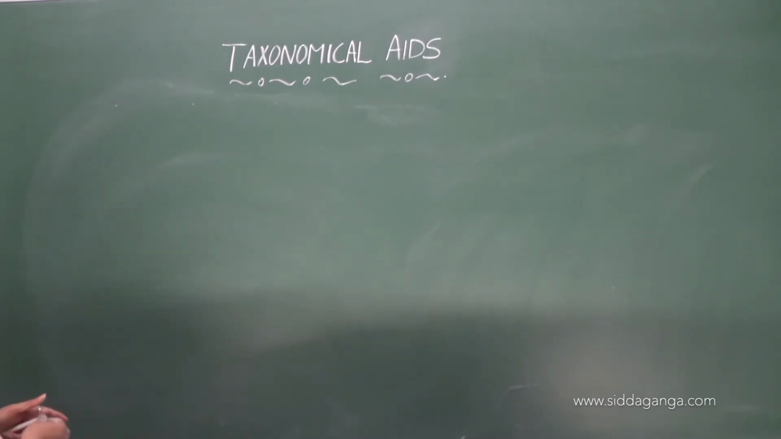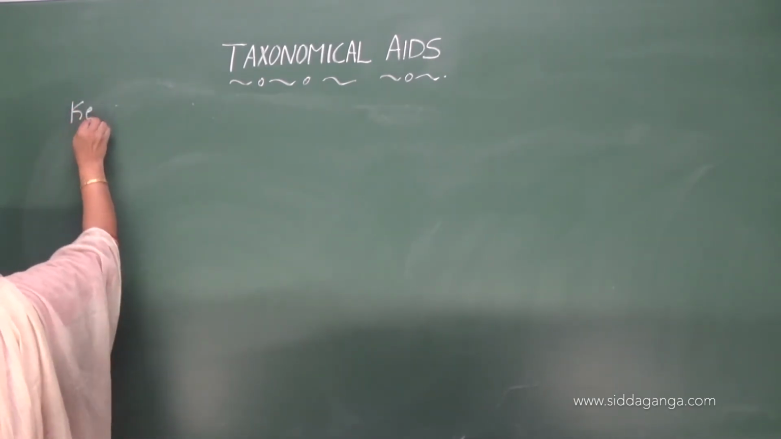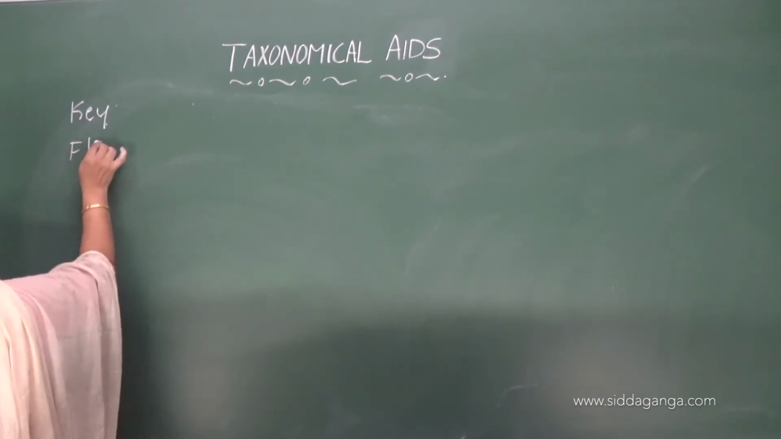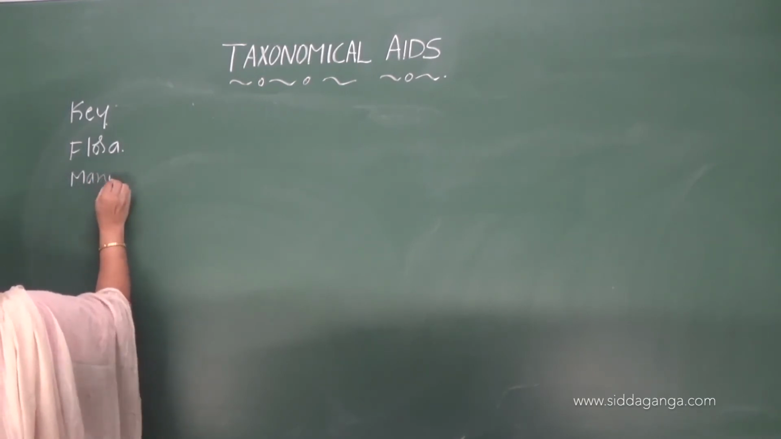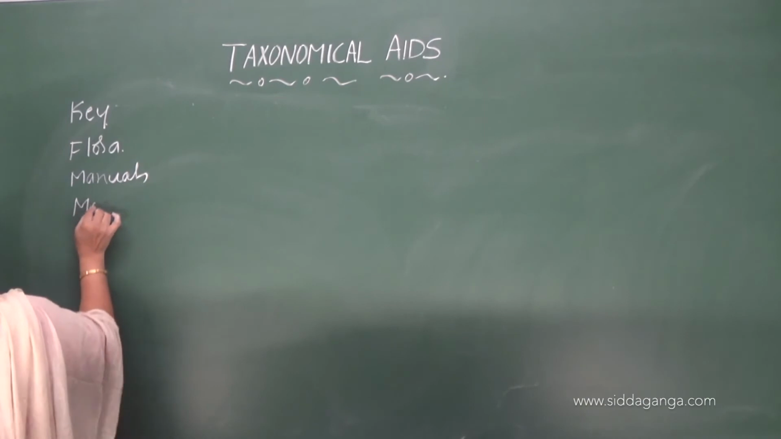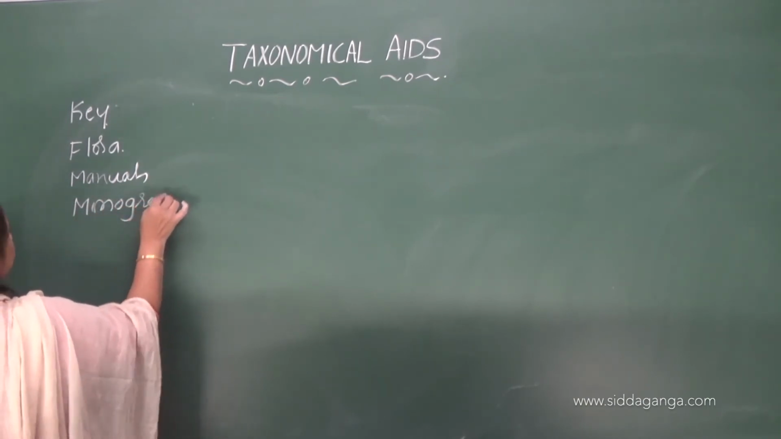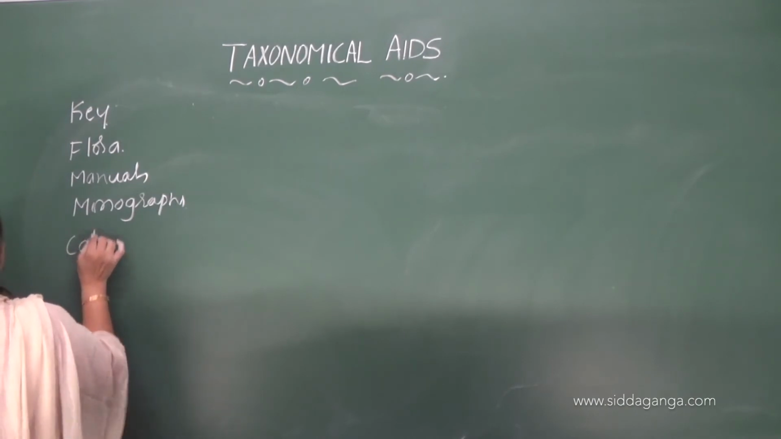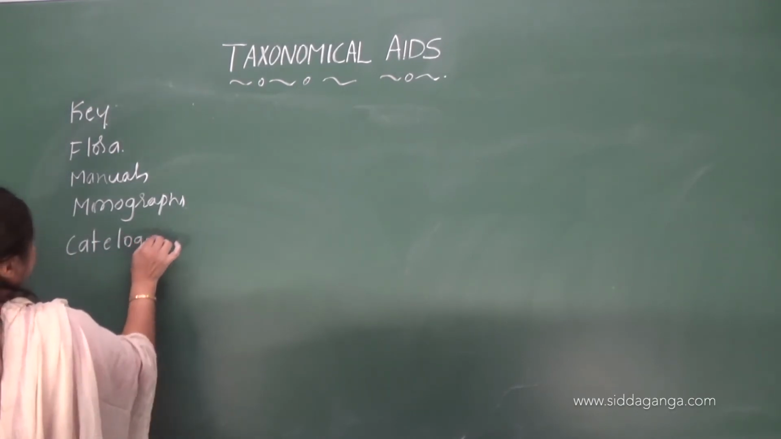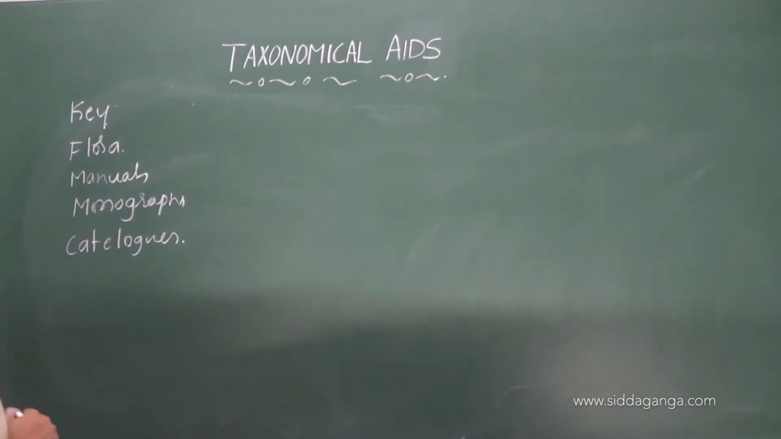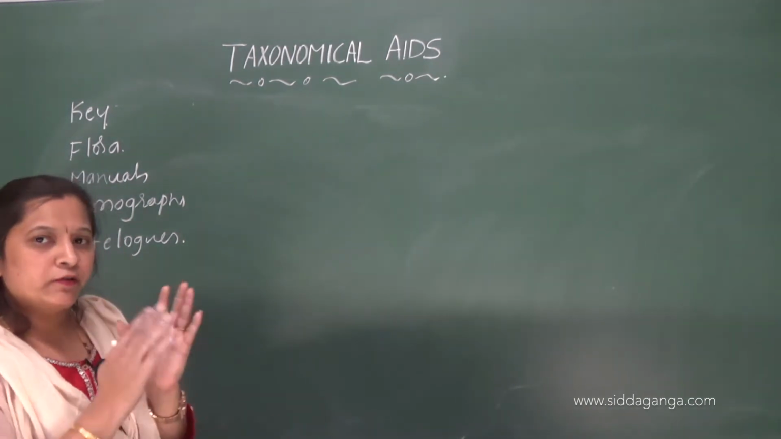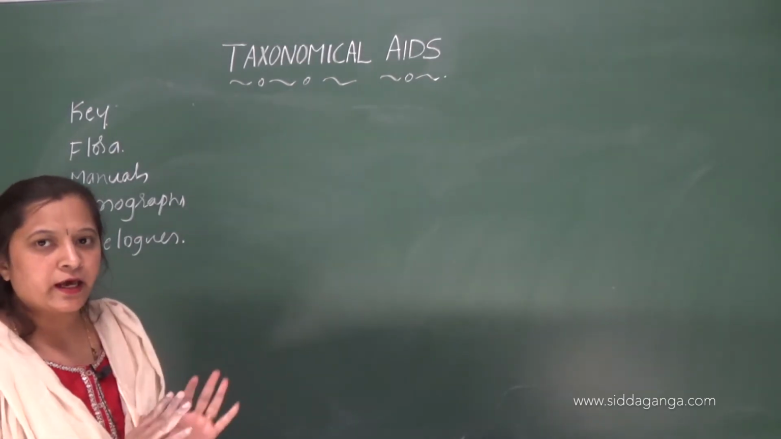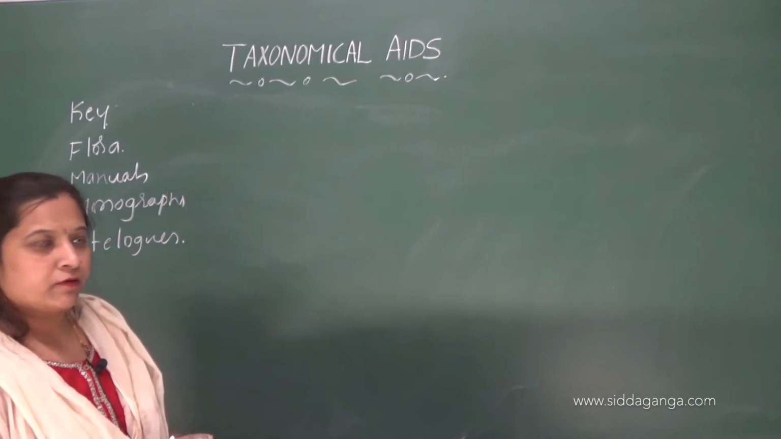Other taxonomical aids include keys, flora, manuals, monographs and catalogs. These are the other taxonomical aids which are useful in the identification of plants and animals. So let us discuss them one by one.